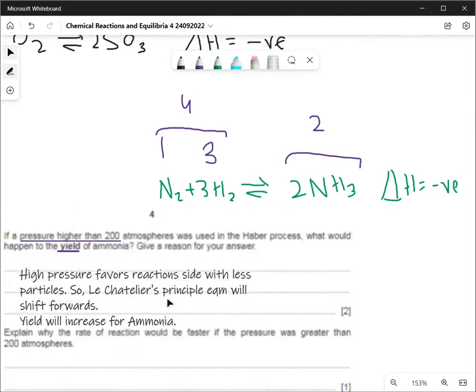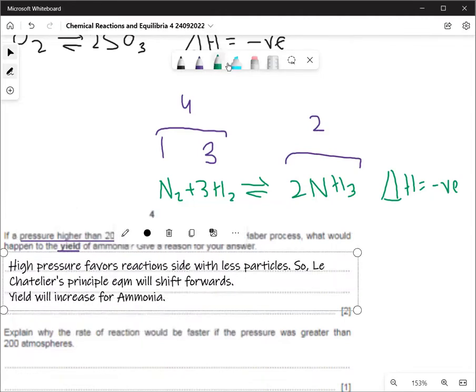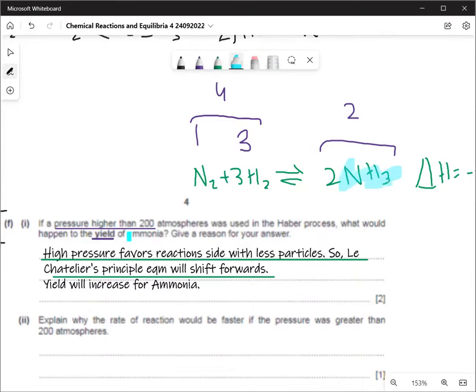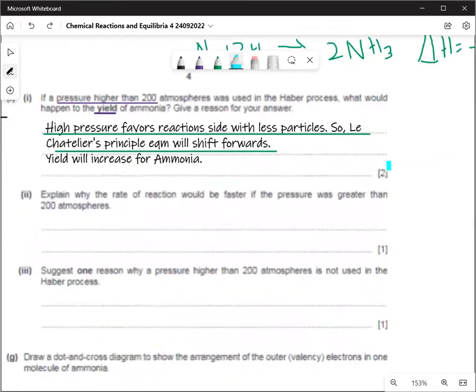Does this make sense? Yes. Now this is the rule which you write in your notebook. You have to memorize this, and this as well. The only thing you need to realize is, will yield increase or decrease? This is the forward reaction, and they're asking us about ammonia. If the reaction is going forwards, then you'll get more ammonia. If it was going backwards, then ammonia will decrease. But it's going forwards, so ammonia will increase. Is that clear? Yes. Niranjana, is that clear? Yes, sir.